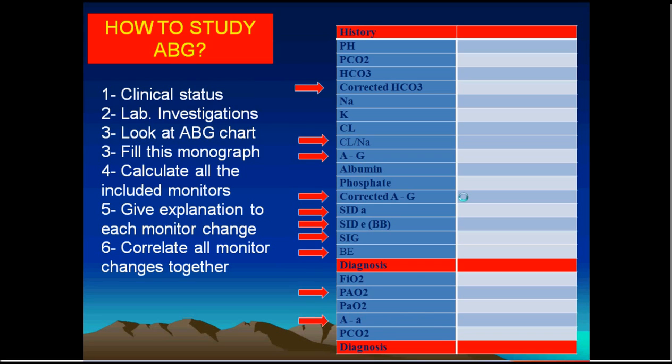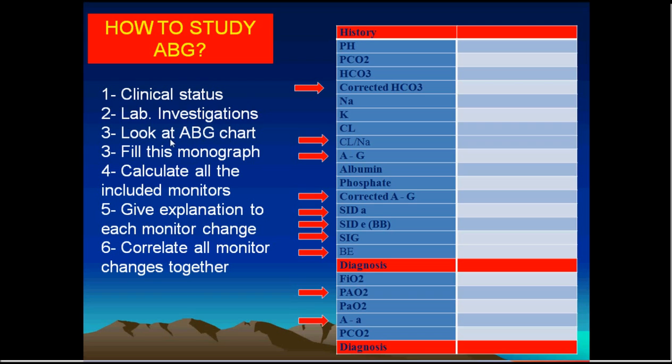Before we start, as I have mentioned before, before you start looking at the ABG chart, it's better first to study and discuss the clinical status, through which you will anticipate what the expected problem is, and then look at the lab investigations. Don't rush to the ABG alone. The ABG will not give you anything except possibilities.